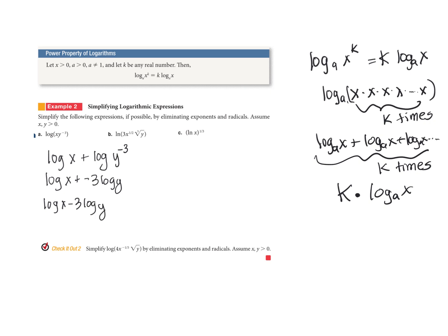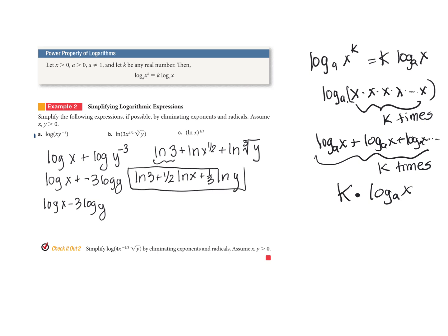And this one, natural log of 3 plus natural log of x to the 1/2 plus natural log of the cube root of y. All right, now this is just a constant, natural log of 3, plus 1/2, bringing the exponent down in front, natural log of x, plus 1/3, bringing the exponent down in front, of natural log of y. That's the answer for B.